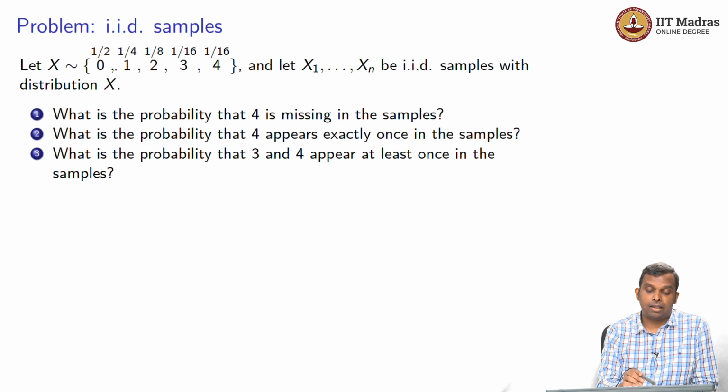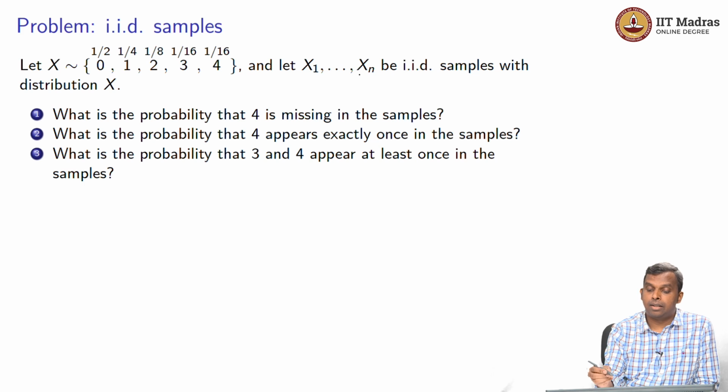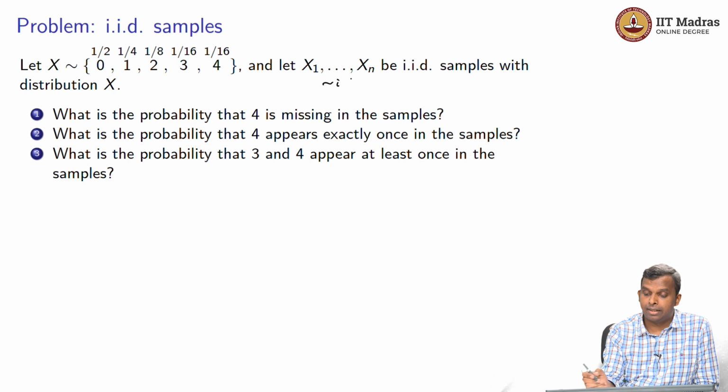Here is a random variable x, and I like to write the distribution like this. I think it's a very compact way of representing distributions in the general case instead of doing tables. So x takes values 0, 1, 2, 3, 4: 0 with probability 1/2, 1 with probability 1/4, 2 with probability 1/8, 3 with probability 1/16, 4 with probability 1/16. And x1 to xn is IID samples with distribution x, so that's what this is saying.